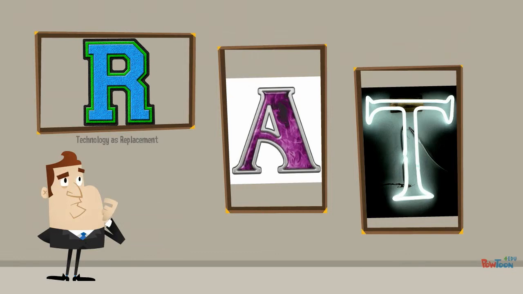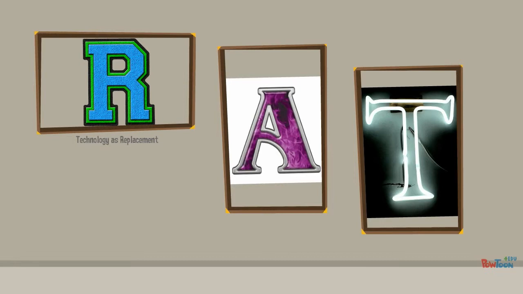R is for tech as replacement, a different means to the same end. A is for tech as amplification, increasing efficiency and productivity. T is for tech as transformation, changing the instructional methods, student learning, and/or content objectives. This model can be used as a mindset when planning instruction.